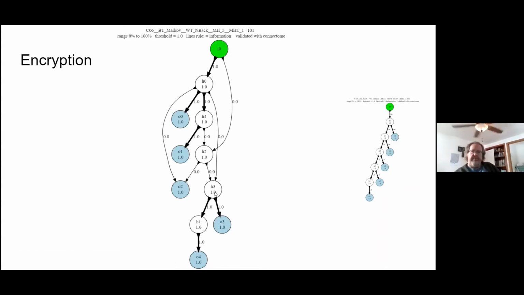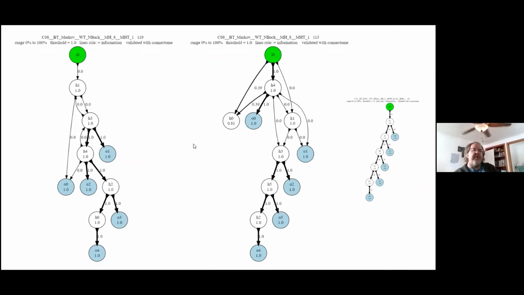And so, you know, this works. It's not going to mess with it. So this is a case of simple encryption. There are cases of more complex encryption. These are also both perfect performing N-back brains with really messed up encryption.